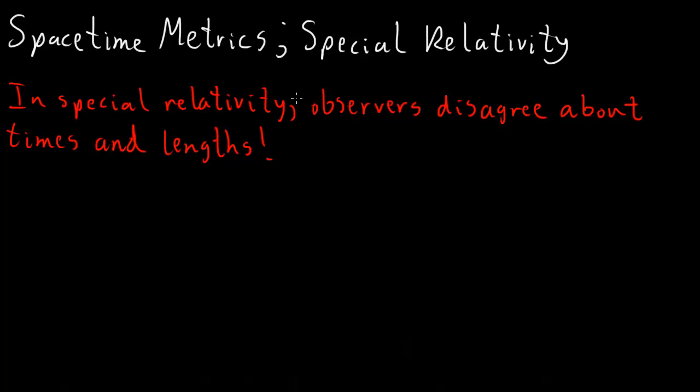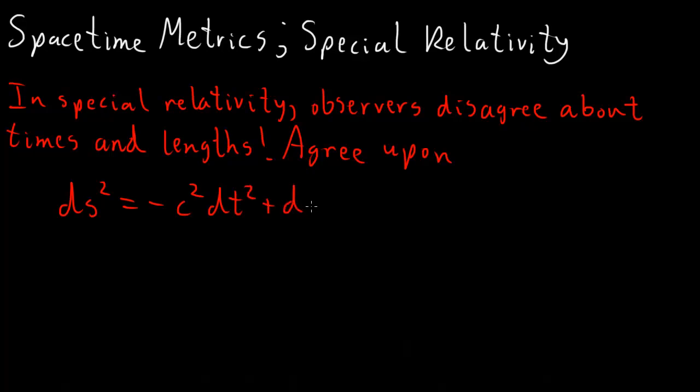But there is one thing that the observers agree upon. What they agree upon is a certain number, which I will suggestively write as ds squared. It's calculated like this. You take minus the speed of light squared times dt squared, and then take the spatial separation between two events squared and add them together.